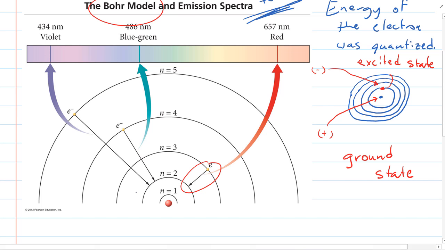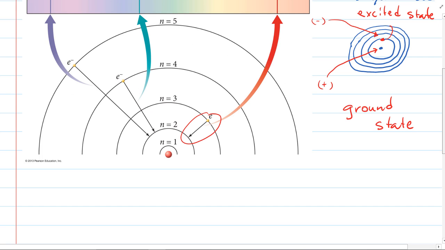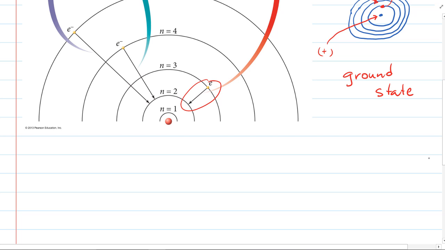Now, there's many, many more jumps that occur. You might wonder why we're talking about jumps down to the second. Well, that's because those are the jumps that are actually in the visible portion of the spectrum. And the one thing I don't like about this particular diagram is it's not drawn properly to scale. The correct scale should look something like this. And if I was going to draw something in my notes, this is how I would do it.